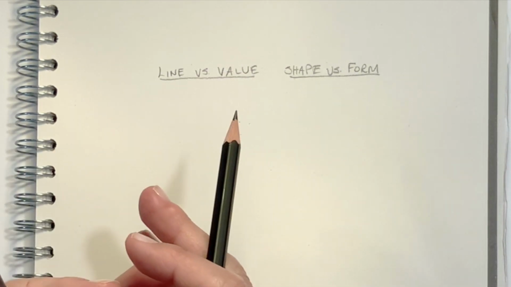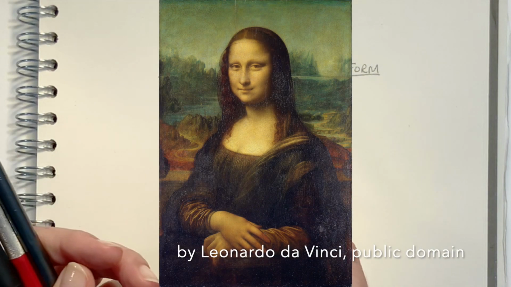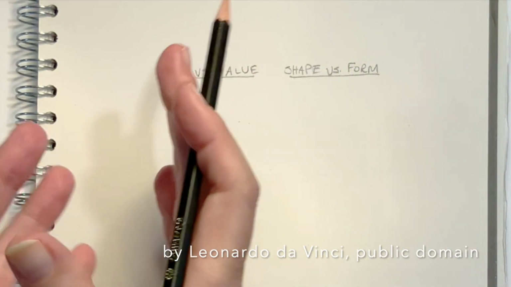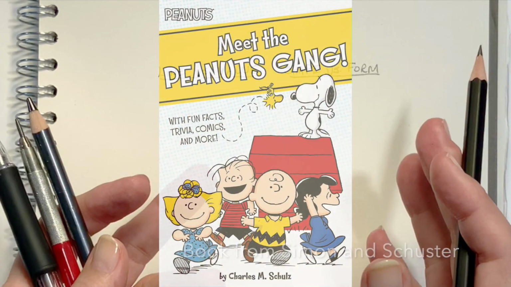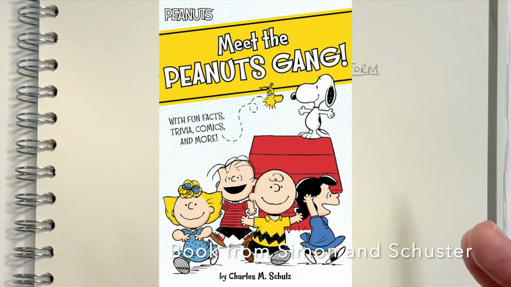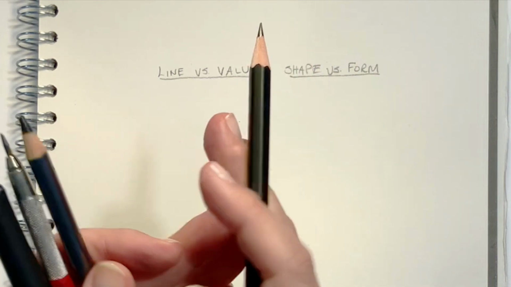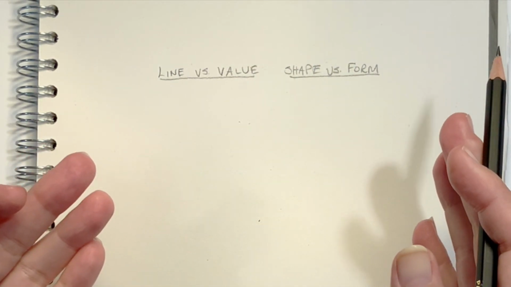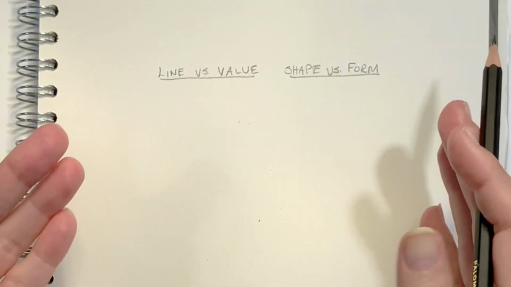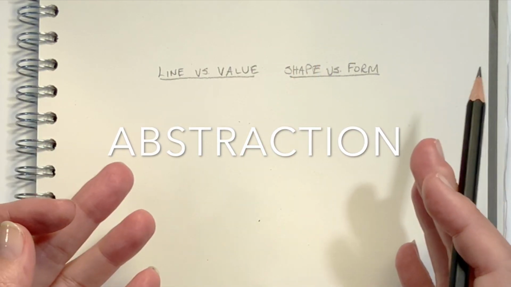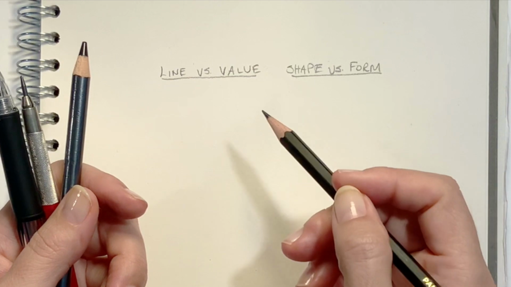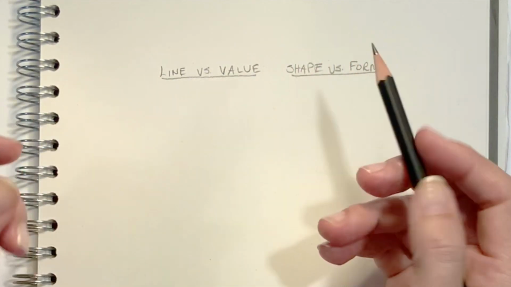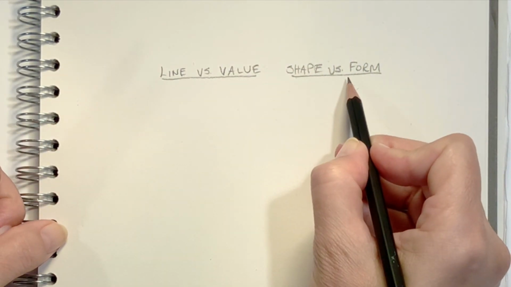Everybody's seen the Mona Lisa, you know how real she looks. That's pretty hyperrealism. On the other end, you have Charles Schulz's Snoopy or Charlie Brown. So those are the extreme ends of a scale of abstraction. Neither one is wrong, neither one is bad. The key to being successful in art is figuring out where you fit. So let's start with shape versus form.